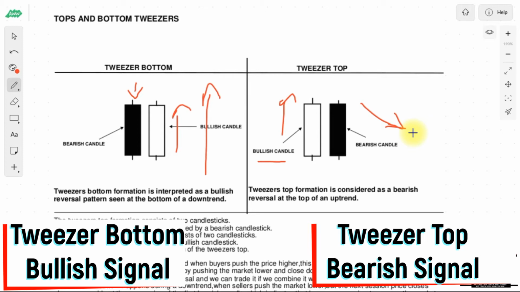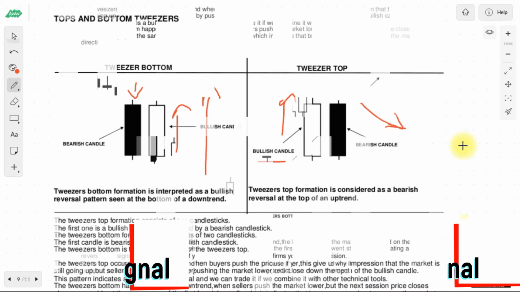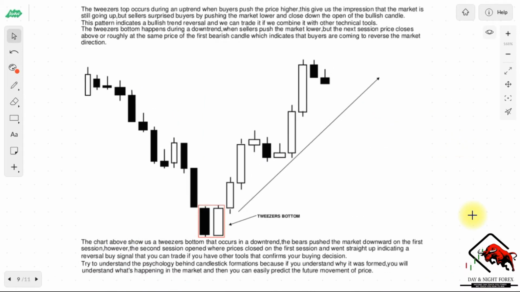So the tweezer top formation is considered a bearish reversal at the top of an uptrend, and the tweezer bottom is a reversal at the bottom of a downtrend. So we're looking for buying opportunities with the tweezer bottom, and with the tweezer top we're looking for selling opportunities. The tweezer top occurs during an uptrend when buyers push the price higher.